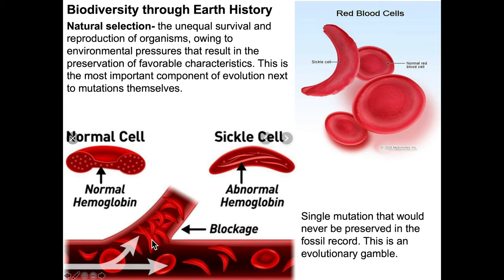And when they plug the blood vessels, they prevent blood from reaching organs. They prevent oxygen from reaching those organs. And this results in generally premature death. So why would people have sickle cell anemia? Why would this perpetuate itself through human history? About 10 to 40% of people in sub-Saharan Africa have at least one sickle cell genetic pair in their genome.